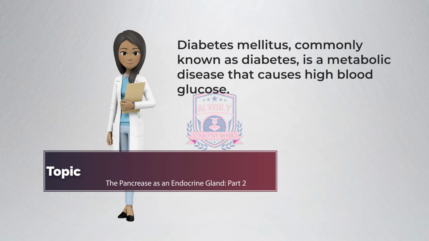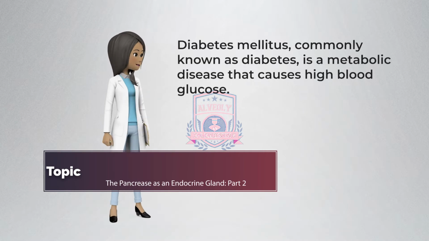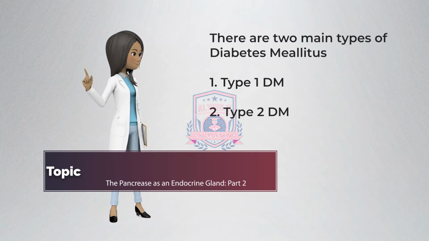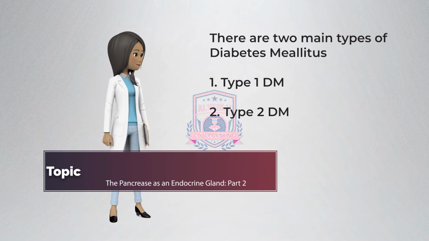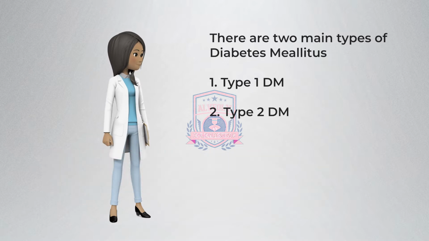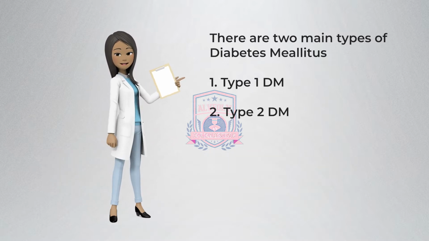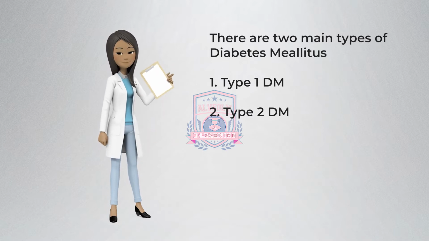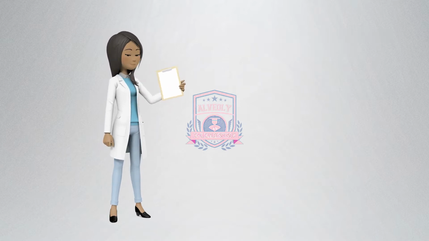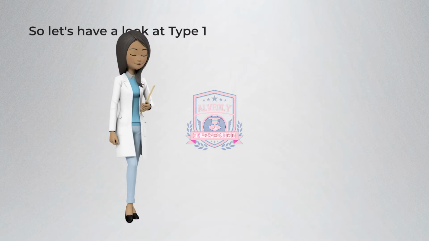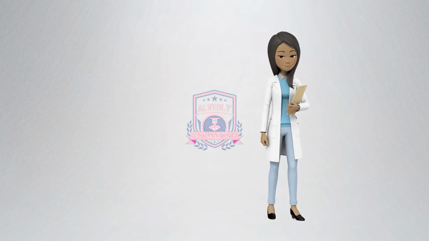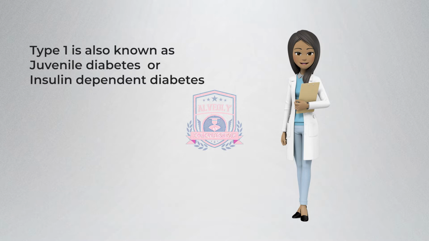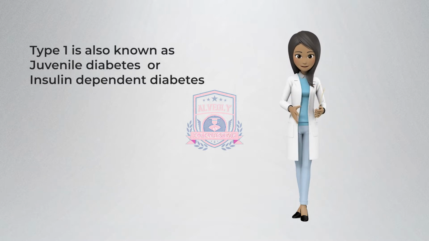Diabetes mellitus, commonly known as diabetes, is a metabolic disease that causes high blood glucose. There are two main types of diabetes mellitus: 1. Type 1 DM. 2. Type 2 DM. So let's have a look at type 1. Type 1 is also known as juvenile diabetes or insulin-dependent diabetes.